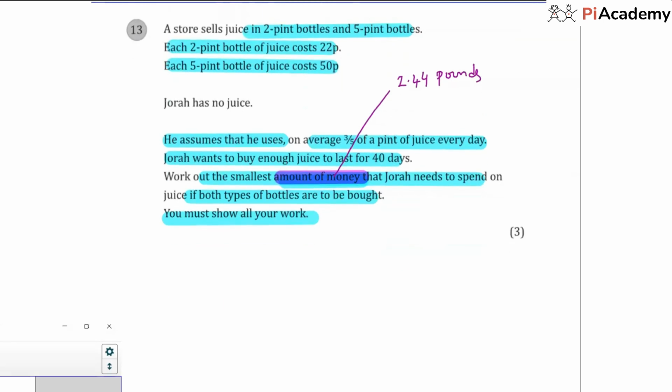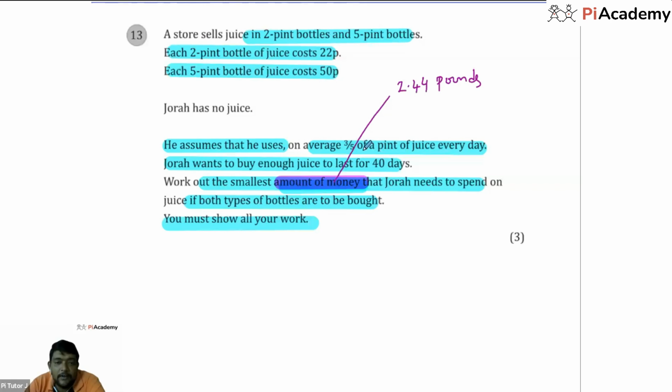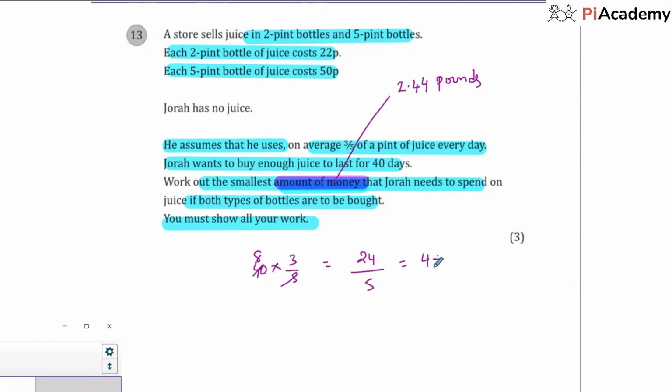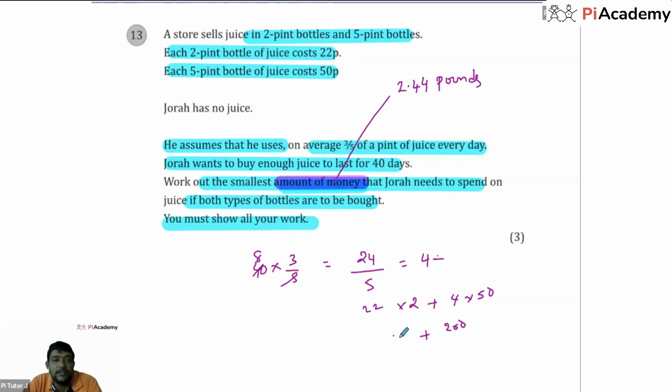So he says that he needs 3/5 every day. So 40 times 3/5, you can cancel the 5 and the 40, which makes it 24. And then you can do 24 divided by 5, which is 4 point something. So you can do 4 5-pint bottles, and there's 4 left over. So you can divide that 4 by 2, which is 2. So 2 2-pint bottles and 4 5-pint bottles. So 4 times 50, which is £2. And then 2 times 22, which is 44. So you add them together: 200 plus 44, which is 244.